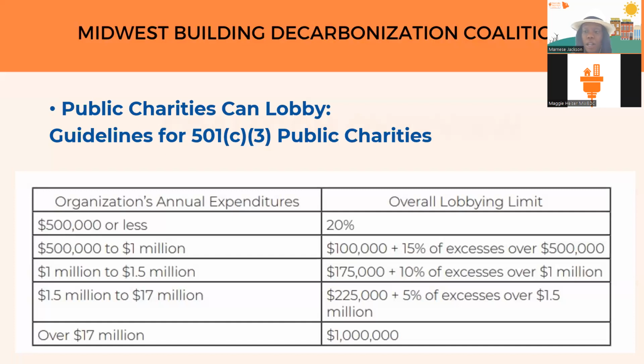Organizations with overall expenditures of $500,000 or less per year, for example, can spend as much as 20% of their budget on lobbying. You can use the chart on the screen or an online calculator to determine your organization's lobbying limit. So Midwest BDC will fall under the 500,000 to 1 million range of lobbying limit.